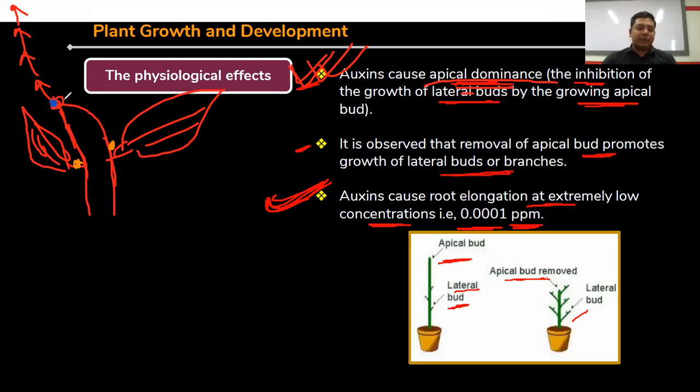They are present at the tip of the portion, and they are mainly involved in the growth of the apical portion always, by inhibiting the lateral bud or the terminal bud. This is the main function of auxin, right? It is observed that removal of the apical bud promotes the growth of lateral buds or branches.